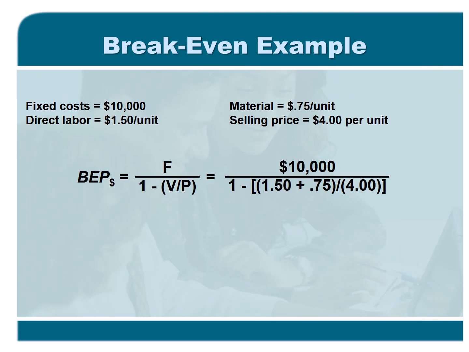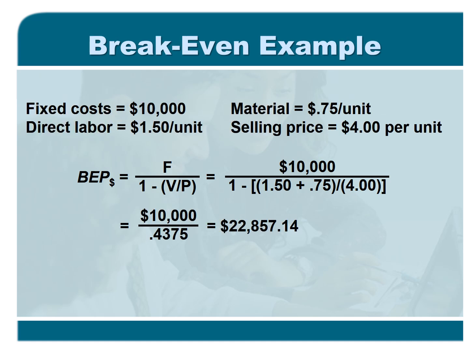So let's take a look at an example. Our fixed costs are $10,000. Direct labor is $1.50 a unit. Material costs are 75 cents a unit. And we're going to sell it for $4. So we have 10,000 divided by 1 minus the combination of $1.50 plus 75 cents, which would be $2.25, divided by $4, and that equals $22,857.14. That's the total break-even point for cost.